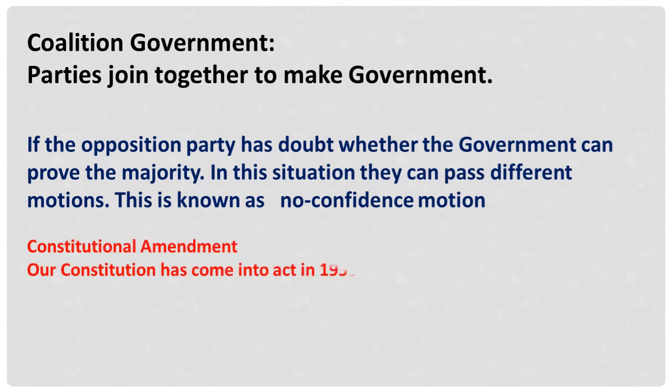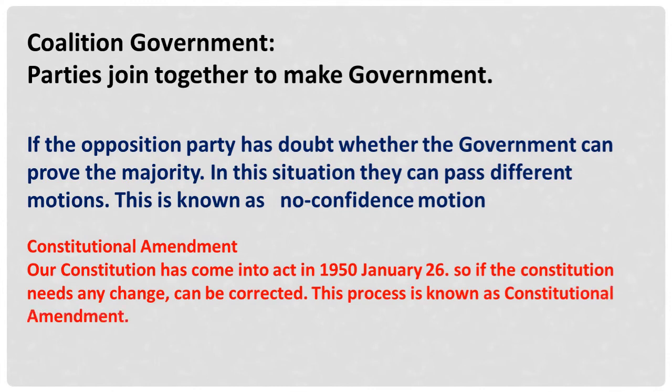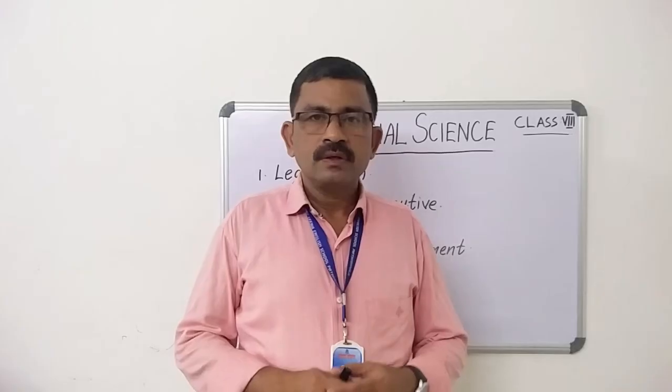What is constitutional amendment? Our constitution came into effect on 26 January 1950. So if the constitution needs any change, it can be corrected. This process is known as constitutional amendment. These are the different functions of our parliament.